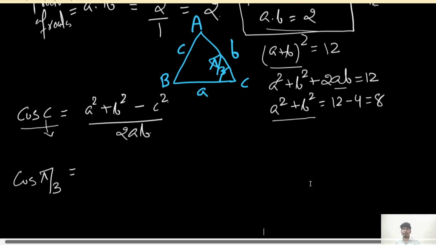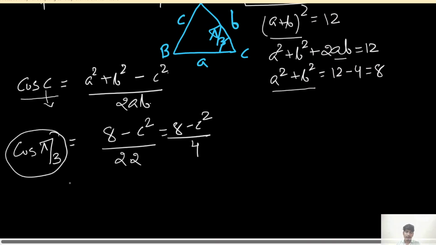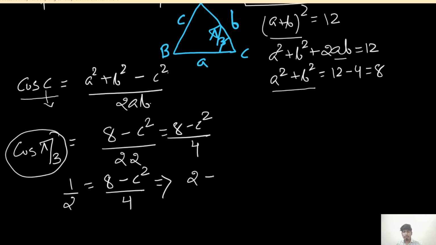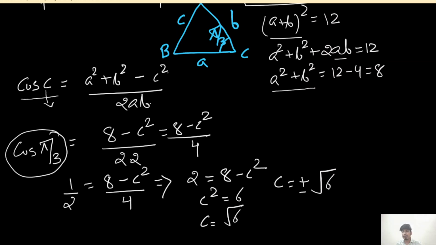Then put here a square plus b square is 8: 8 minus c square, and we know ab is 2, then 2 into 2 is equal to 4, so 8 minus c square upon 4. Okay students, then we know cos pi upon 3 is half. So half is equal to (8 minus c square) upon 4, then this becomes 2 is equal to 8 minus c square. Then c square is 6 and c is root 6. The possibilities of c are plus minus root 6, but minus is not possible. Why? Because the length of a side can't be negative.